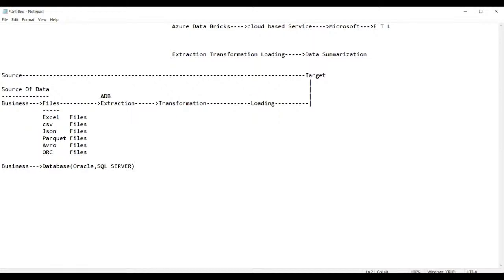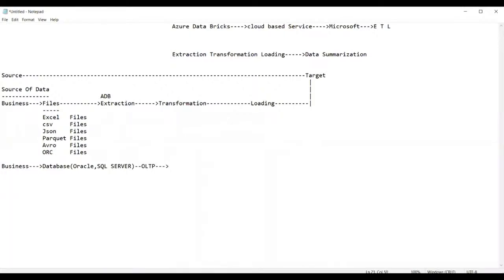When you receive the data from this kind of database, we can say that we have received the data from an OLTP system. What do you mean OLTP? OLTP stands for Online Transaction Process. That is called as the OLTP system. You will receive the data from the OLTP system.